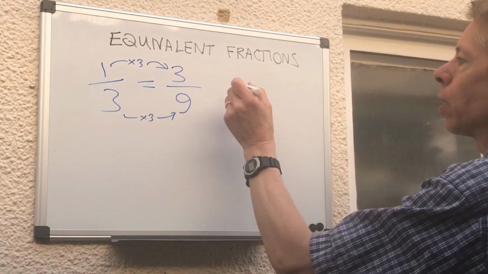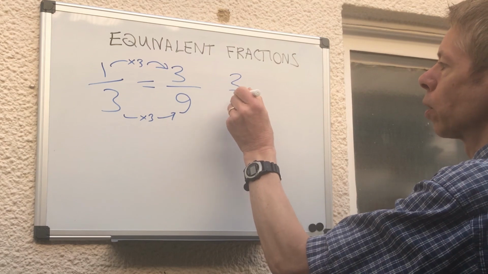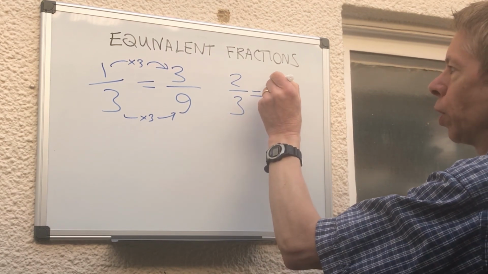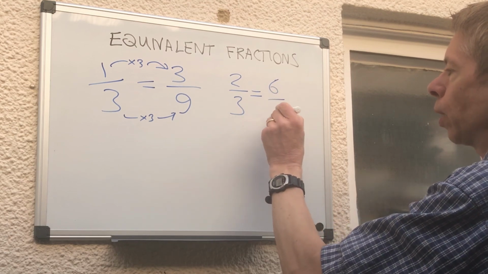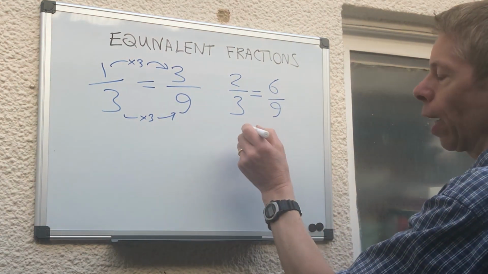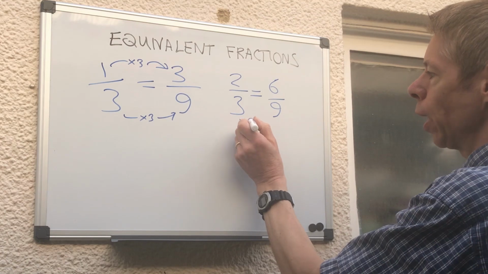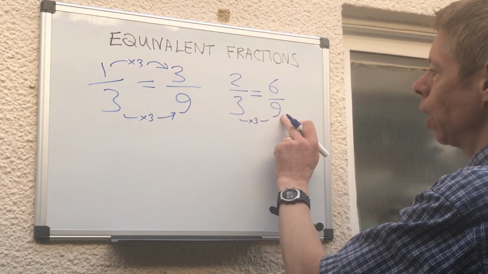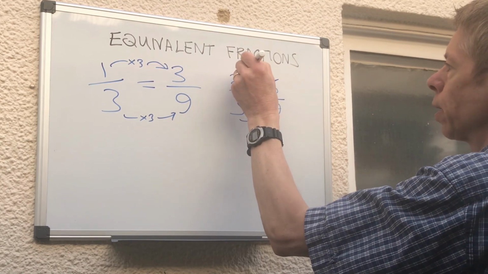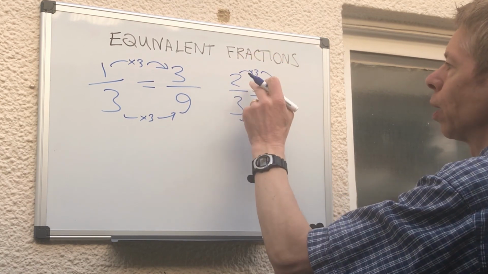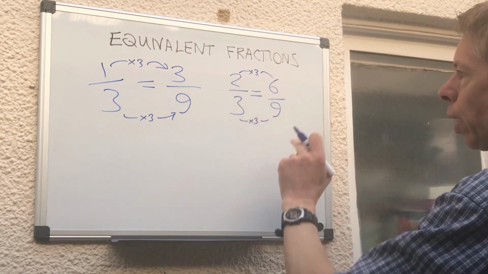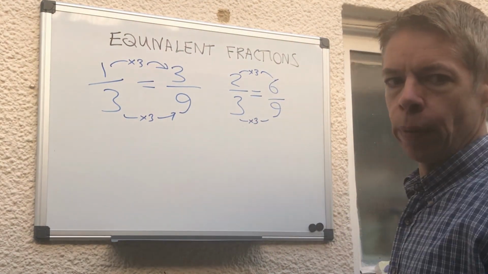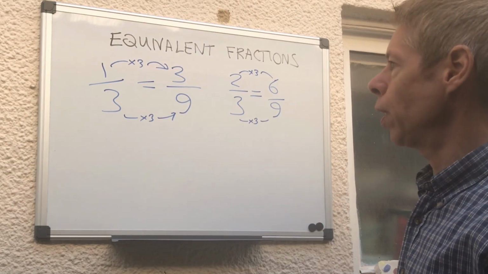So what if you had 2/3? Again, most of the children I tutor now will just tell you straight away that's equal to 6/9. But how did we get there? Well, we multiplied that by 3 because 3 times 3 is 9. So we've got to multiply this number by 3. So 2 times 3 equals 6. So 2/3 is 6/9. Obviously with a fraction, we just stay with thirds.